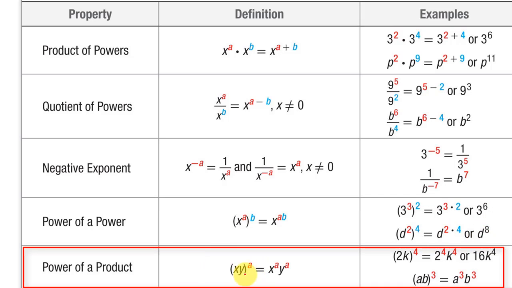If I have a product of things, and I'm raising that product to a power, then, for example, xy, this quantity being raised to the a power, is the same as x to the a times y to the a. It's very much a distributive idea. This can only be done if they're multiplied or divided by each other. So for example, if I have something like 2k raised to the 4th power, that's going to be the same as 2 to the 4th power times k to the 4th power, or, since 2 to the 4th is 16, 16 times k to the 4th power. We are essentially distributing each of those terms to that power.